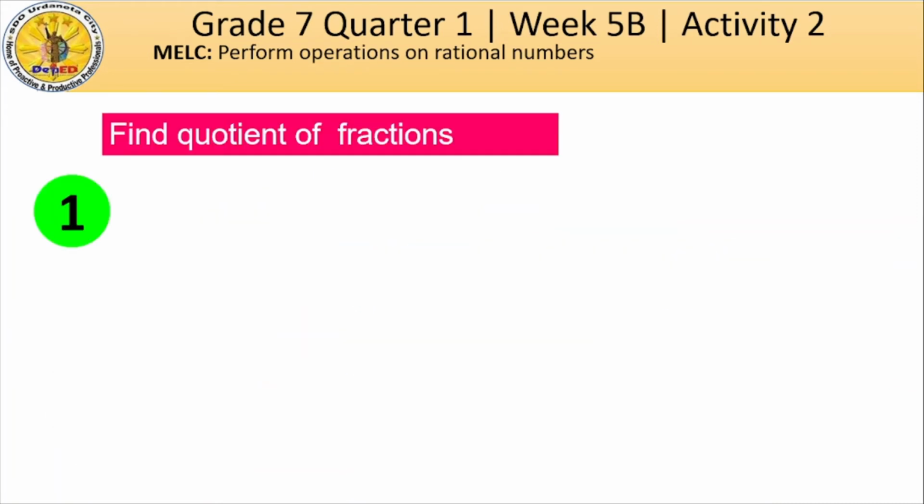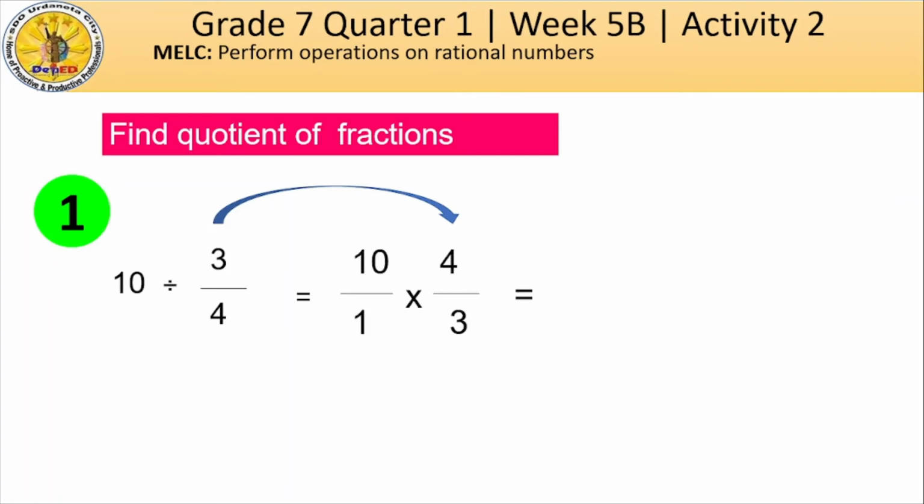Ngayon naman, subukan natin sagutin ang activity number 2 entitled Division of Fractions. For this activity, we will find the quotient of fractions and express our answers into lowest terms. Let us try example number 1. Let us divide 10 by 3/4. So again, as we could see here, we are dealing with whole numbers and fractions. So, ang una lang natin gagawin is to express the whole number into a fraction and then get the reciprocal of the second fraction. That will give us 10 over 1 multiplied to 4 over 3.